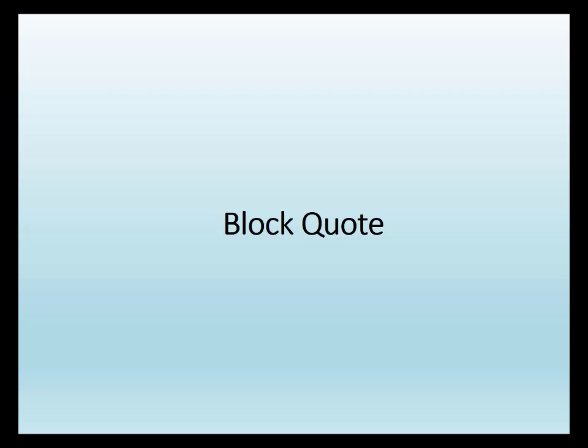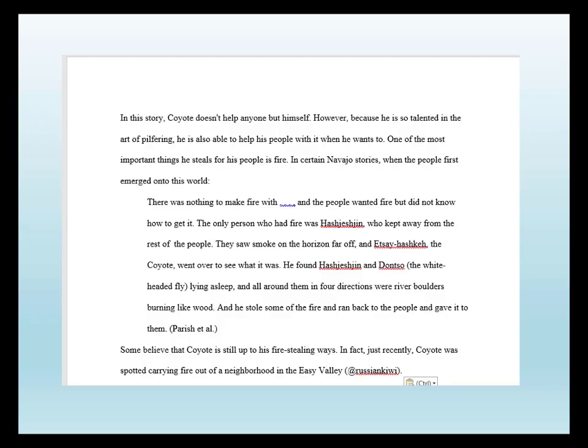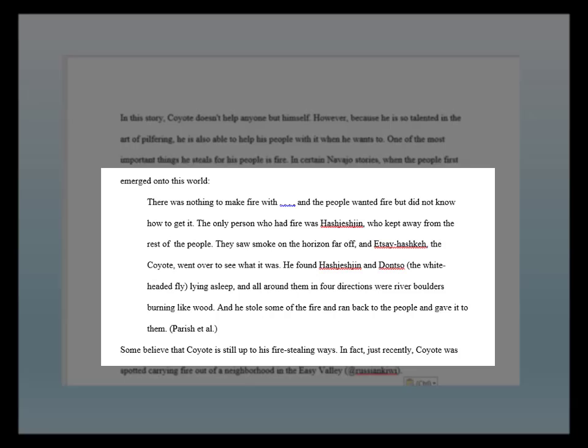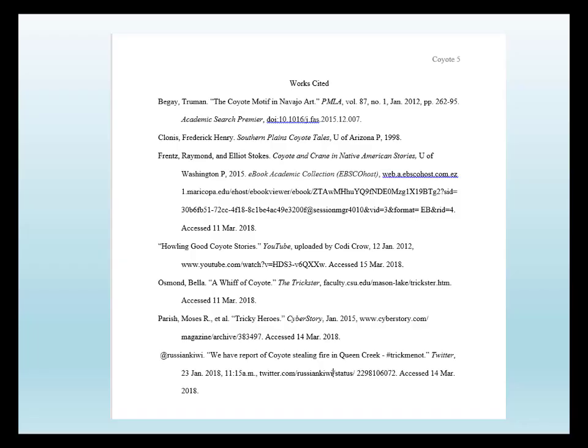In MLA style, you indent the entire quotation 1/2 inch on the left, double-spaced, with no quotation marks, and include the parenthetical citation after the quotation punctuation. That's a block quotation. Proper in-text citation makes it easy for your readers to locate more information about your source.